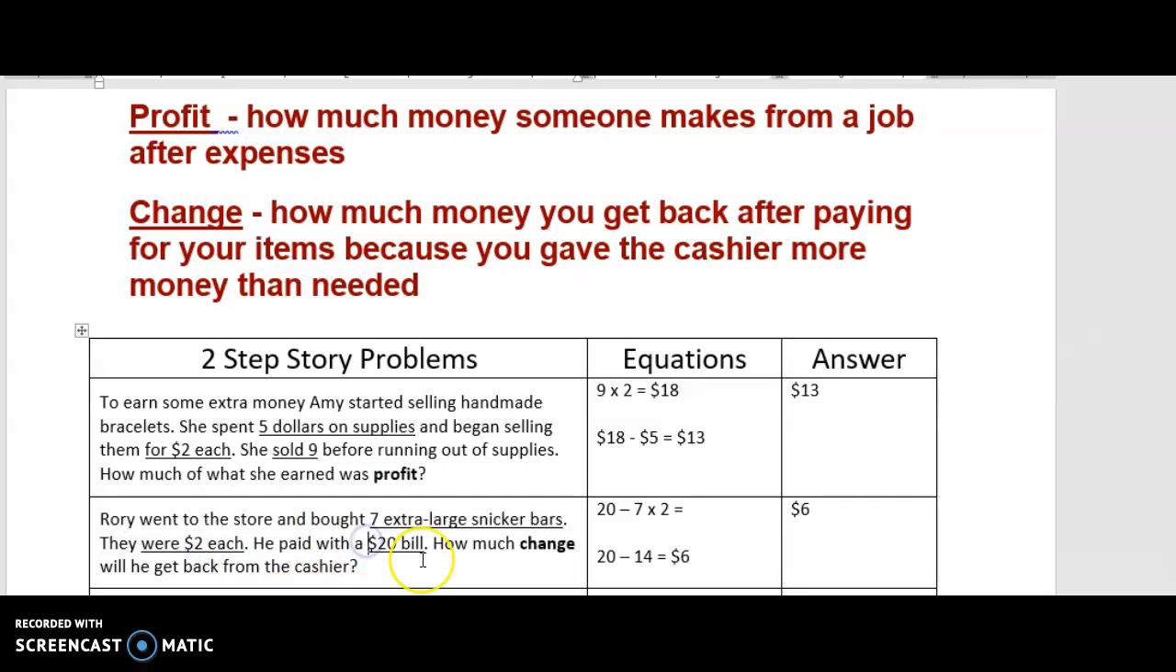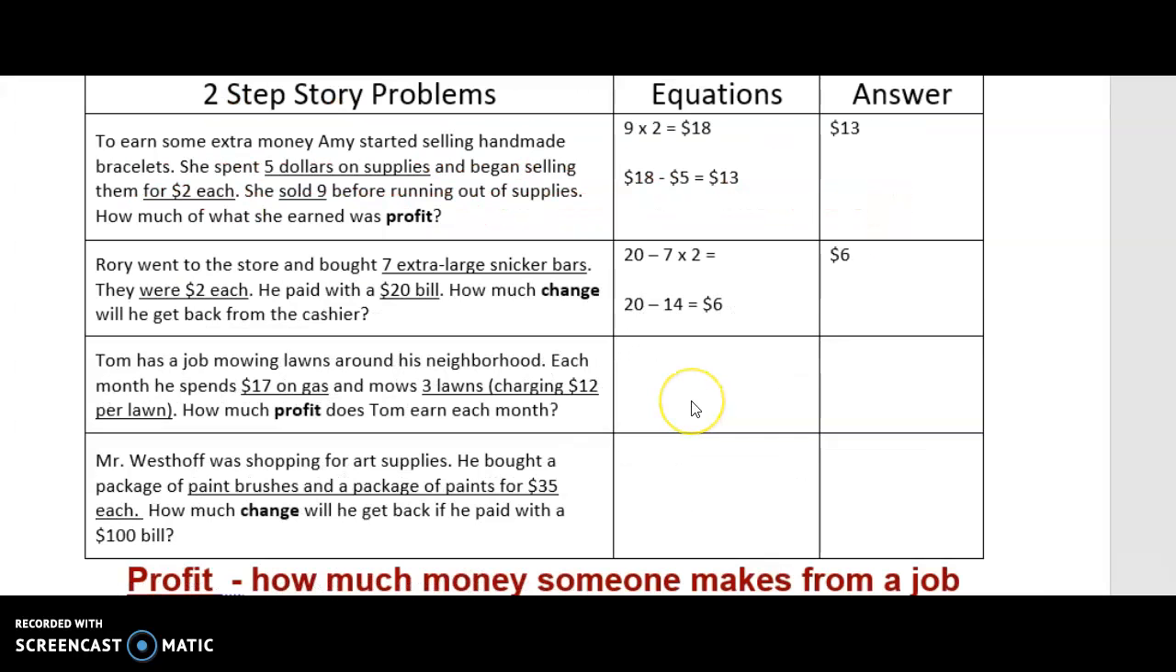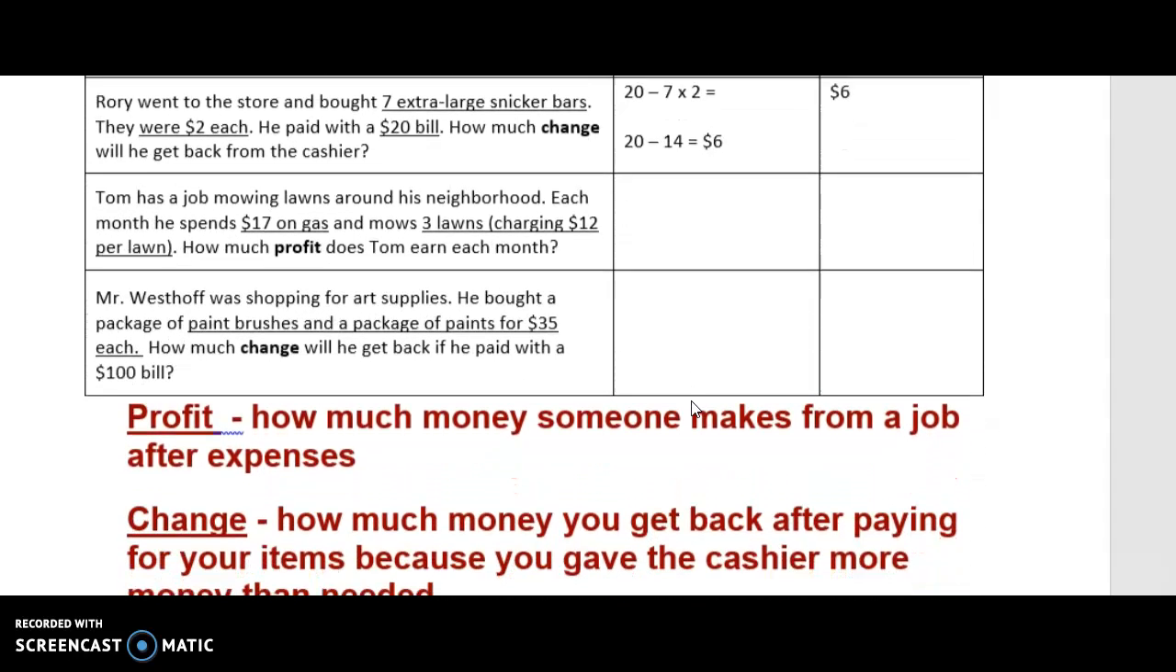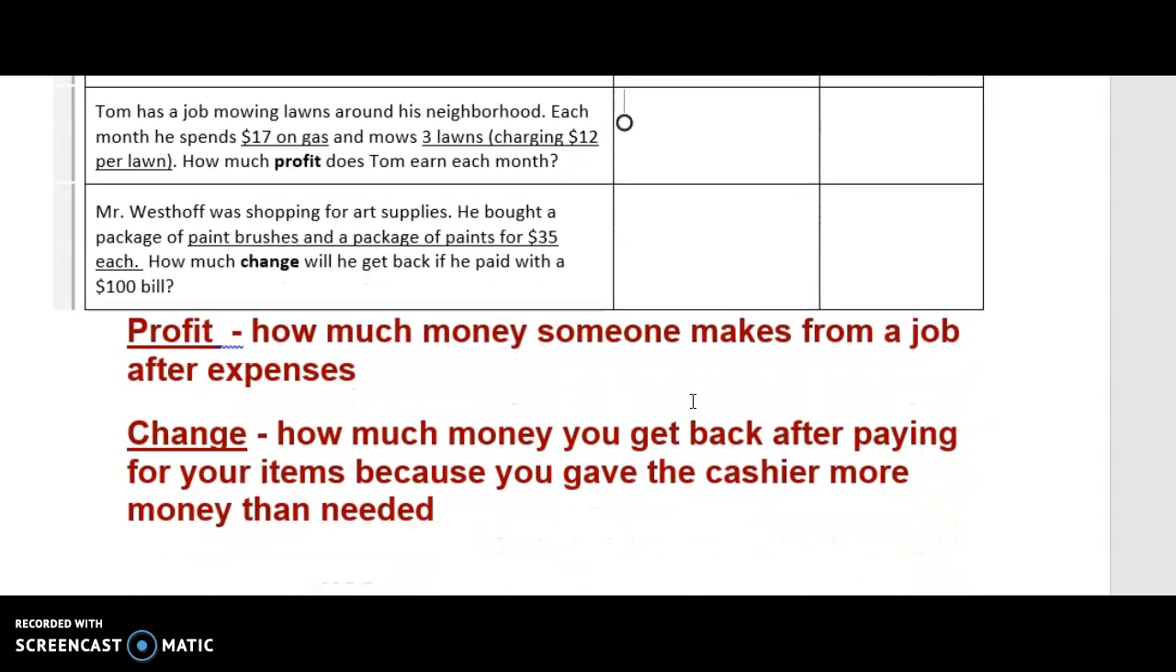Okay. All right. These next two right here, you will complete on your own and then go ahead and check your work when you are ready to see how you're doing. I copied down profit and change down here if you are confused. Read carefully. Alright, let's go ahead and check our work.